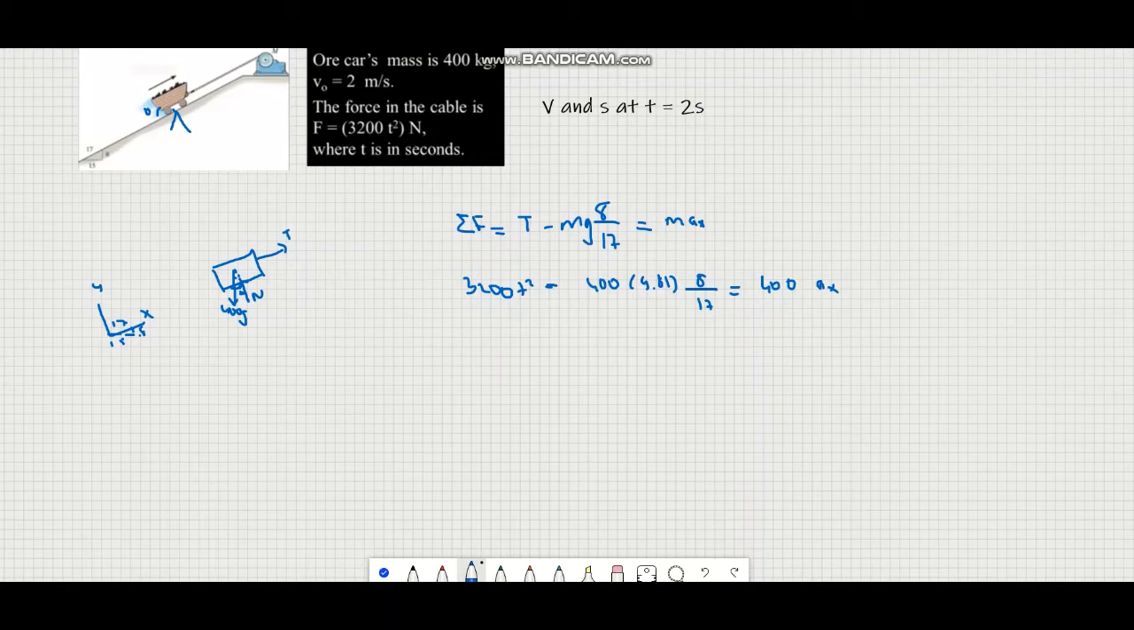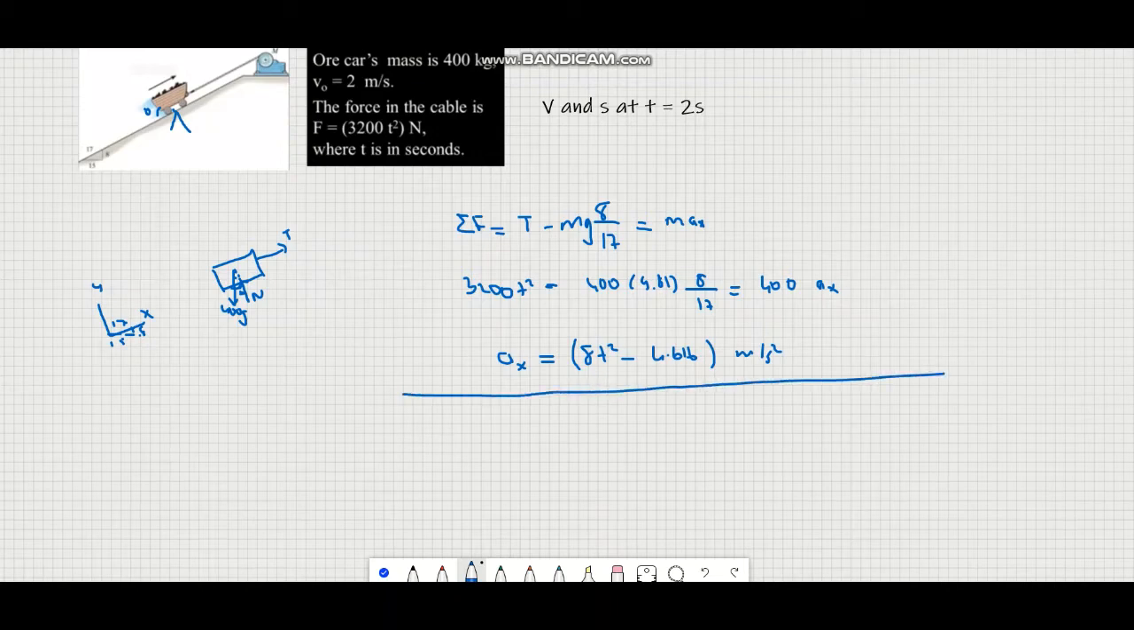So when we manipulate it, let's see what we will have. Ax is equal to 8t square minus 4.616. Again, ax we get as a function of t, which has meter per second square as the unit.